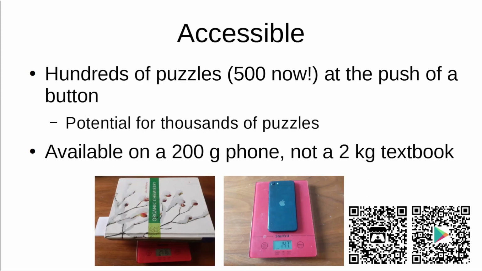Feature number 2 is accessibility. Finding practice problems is kind of a struggle, and it's not very fun because often it involves opening a textbook, and nobody wants to do that. But right now, you can access hundreds of puzzles on the app at the push of a button. I've got a picture here of a textbook and a phone, and this kind of proves the point. The textbook weighs 2.5 kilograms, while the phone only weighs about 150 grams. So it's just way easier to use.